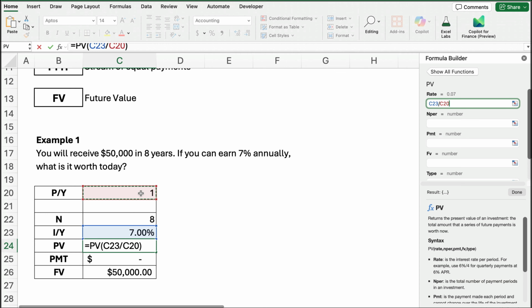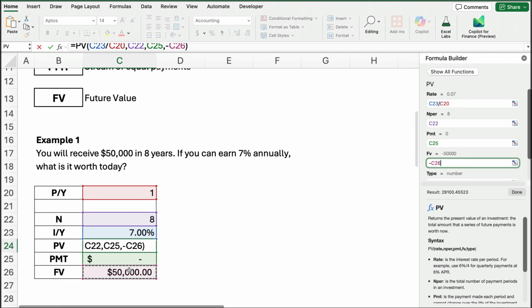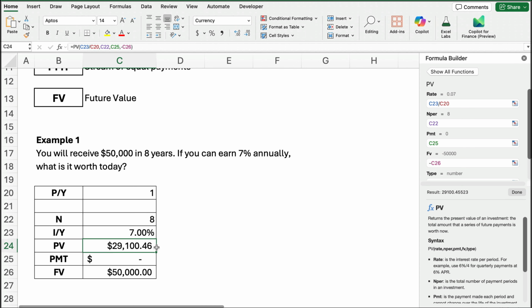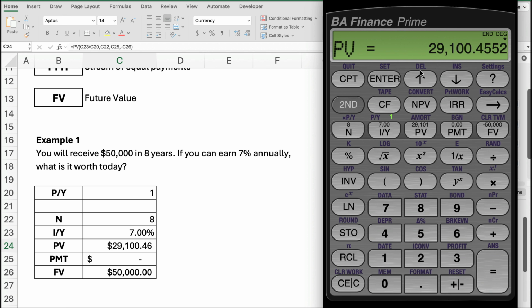On the calculator, we just put P/Y as 1. The number of periods is going to be 8. The payment is going to be 0. The future value, I'm going to make the future value negative 50,000, so it forces my answer to be a positive 29,100. And that's what we got, 29,100. So we feel good about that.